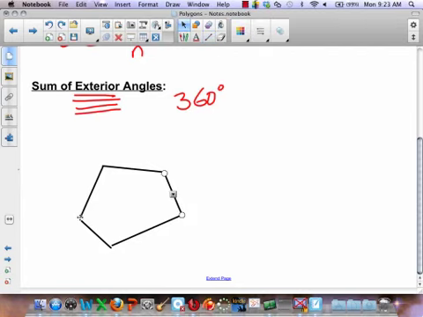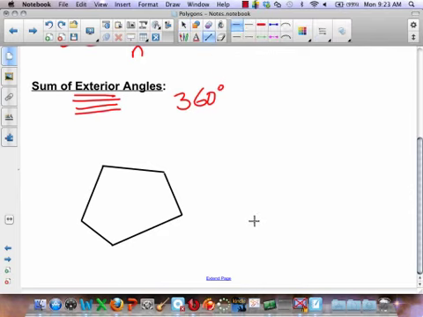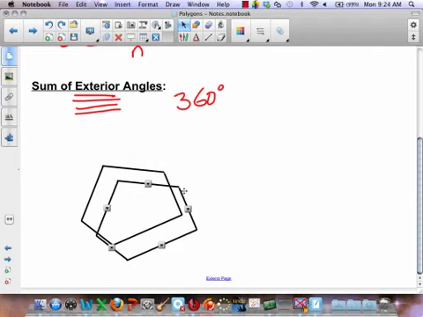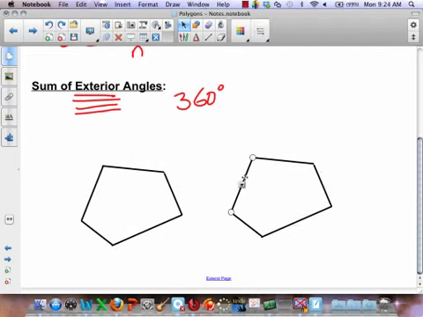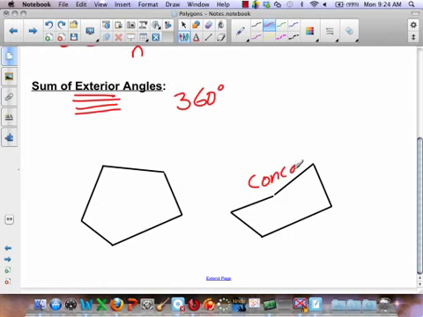This looks like a four-sided house. That's convex. Notice that all my points move away from the center; they're all pointing outward. As soon as I have one of those points that moves inward, I have become concave. Think of it as caving in. So that's a concave polygon, and this is convex.